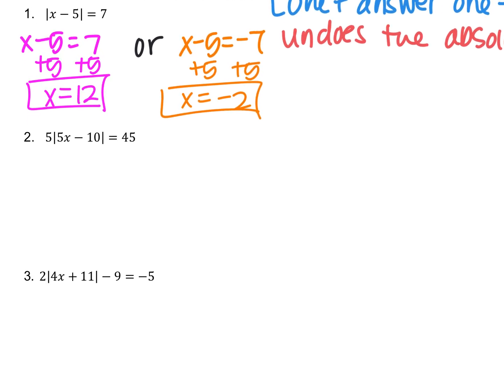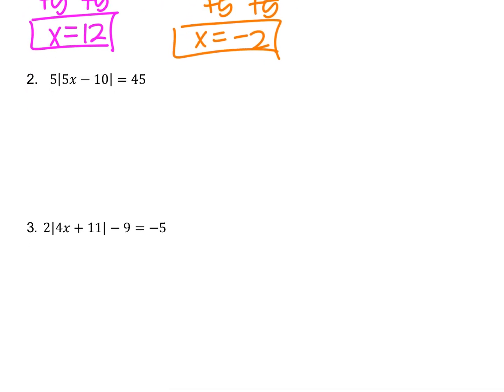So for number 2, do you see how there's something in front of my absolute value symbol? There's a 5 in front of it. So our first step is always going to be to isolate the absolute value bars first. What that means is get rid of anything that's around the absolute value bars. So if I want to get rid of this 5 that's in front, it's 5 times the absolute value of 5x minus 10. How would I get rid of it? Think about it being multiplication. How would I undo it? Divide by 5.